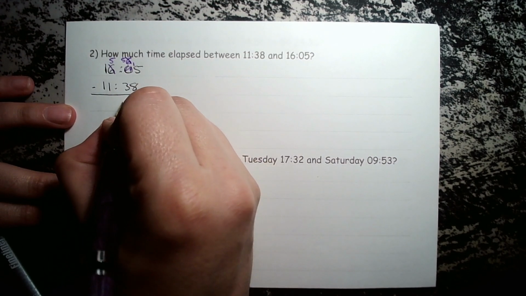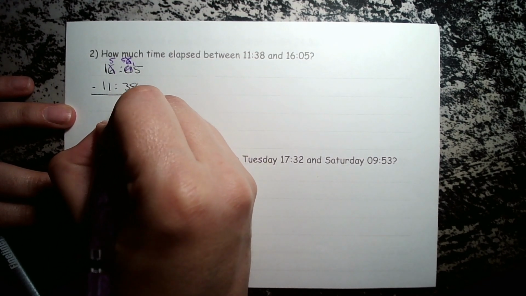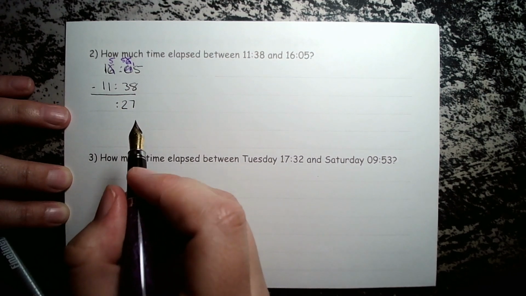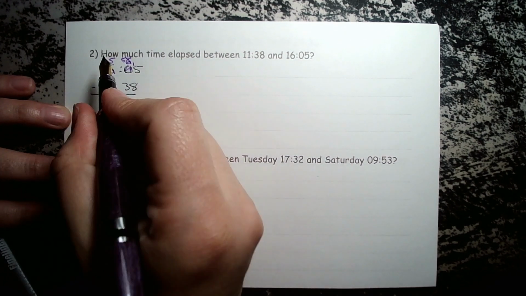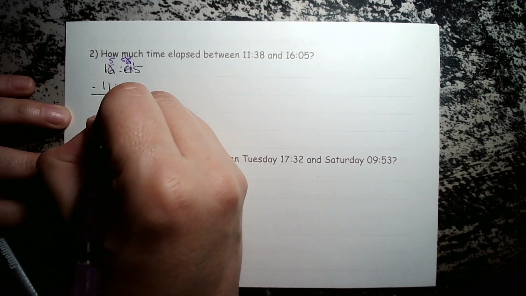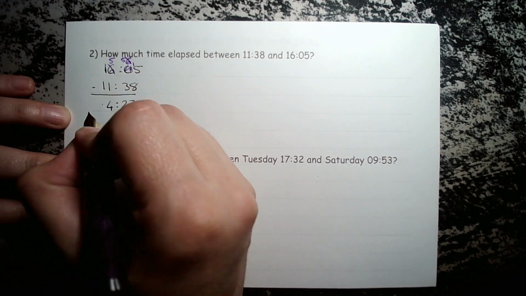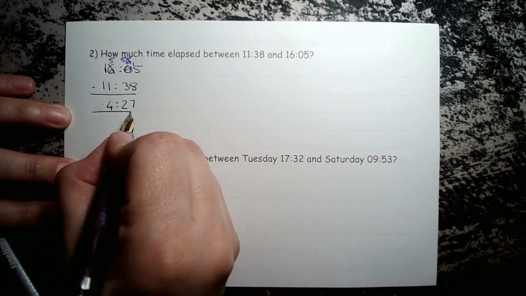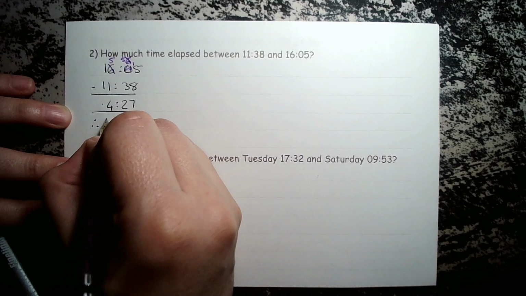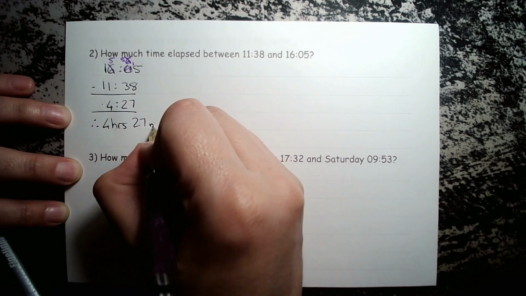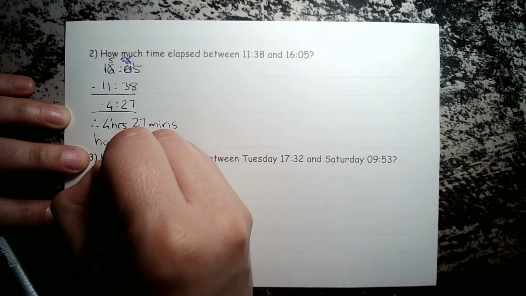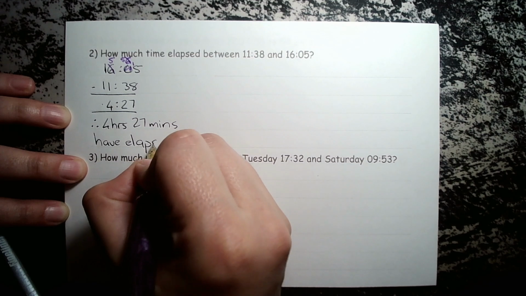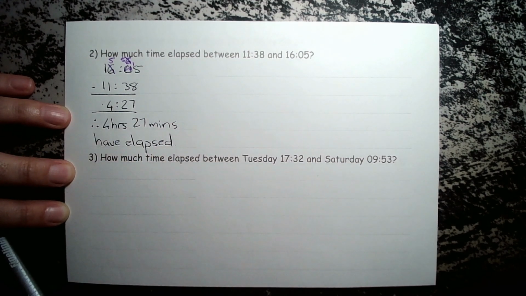5 minus 3, 2. And our indicator of separating the minutes and the hours stays. 5 minus 1 is 4. 1 minus 1 is 0. So therefore 4 hours and 27 minutes have passed or have elapsed.